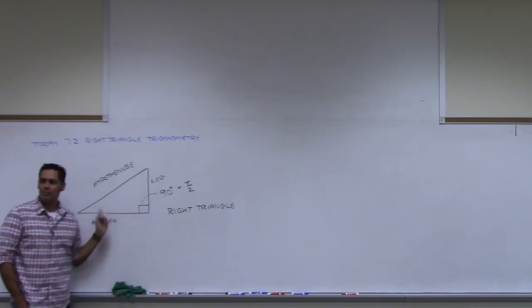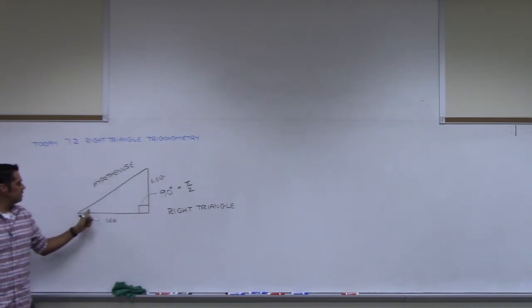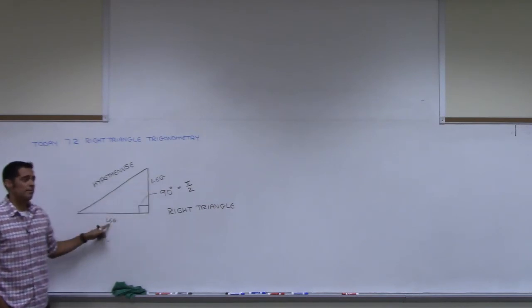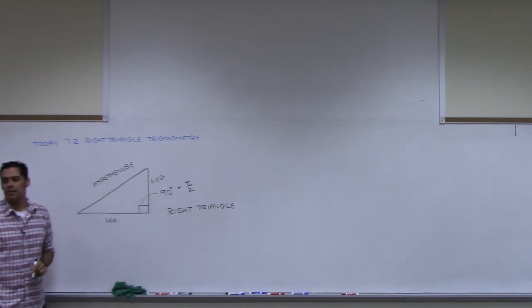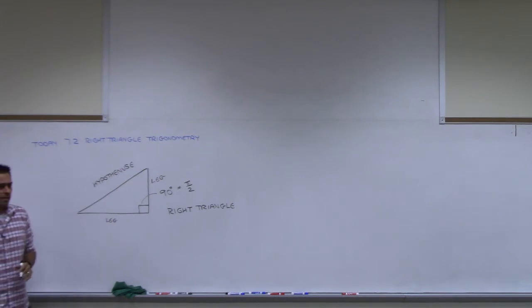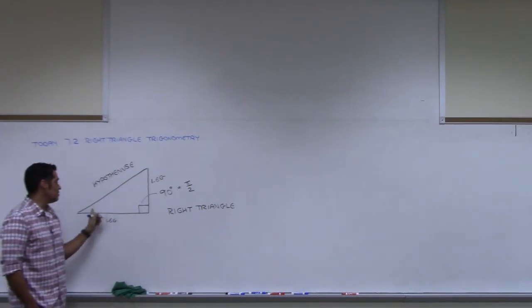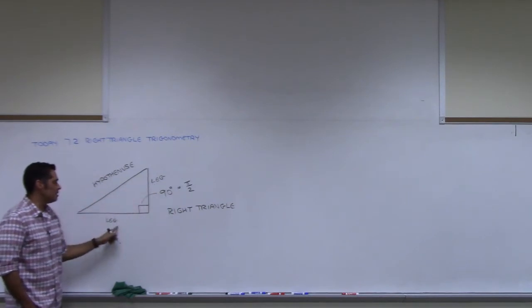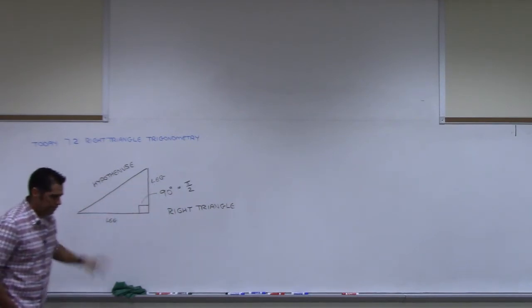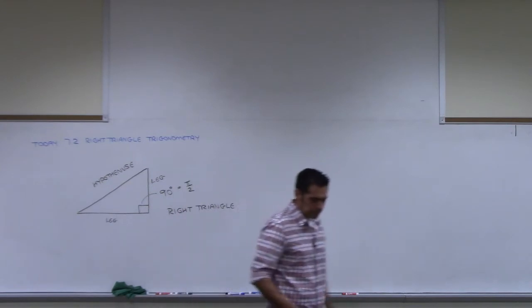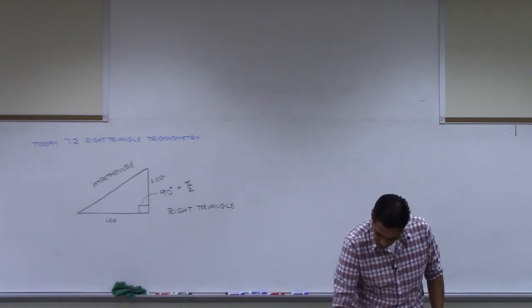If they have the same length, do you have any idea what the two angles here would have to be then? If these two are the same length, then the angles would have to be the same. They'd both be 45, because you need them to all add up to 90, and these two have to be the same in order for these two sides to be the same. All right, but that's our right triangle, right?